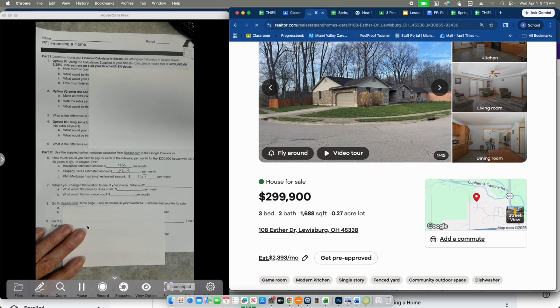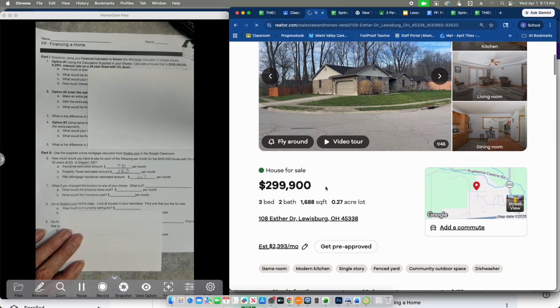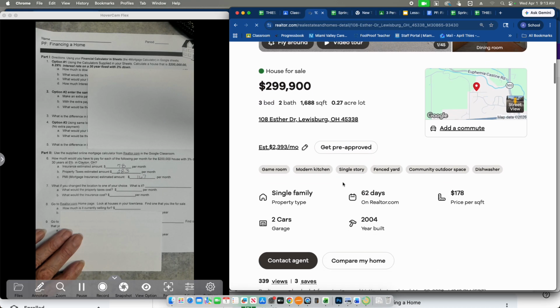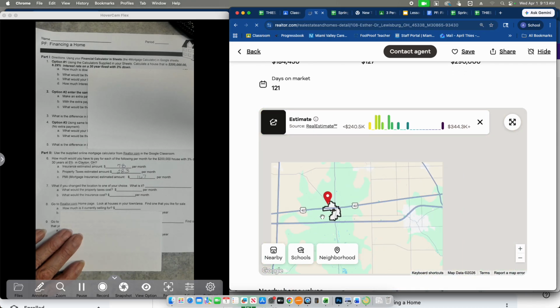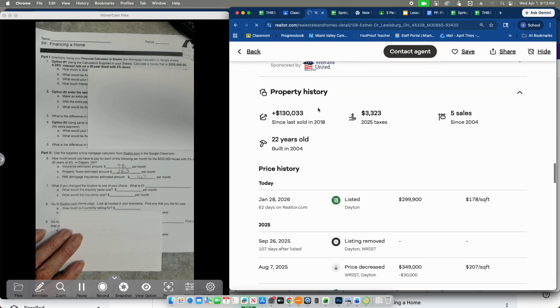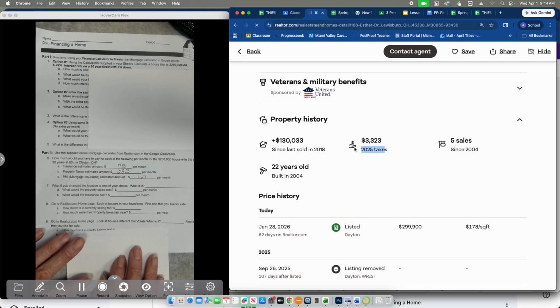But my question on this sheet is how much is it currently selling for? So I would put $299,900. Okay, so I put that number right here. And then I would scroll down until I see property history. We're looking for property history, our tax evaluation. I do want to see how much the property taxes were last year. So you can see last year they were $3,323. So that is what you will answer, and then you will do the other one.